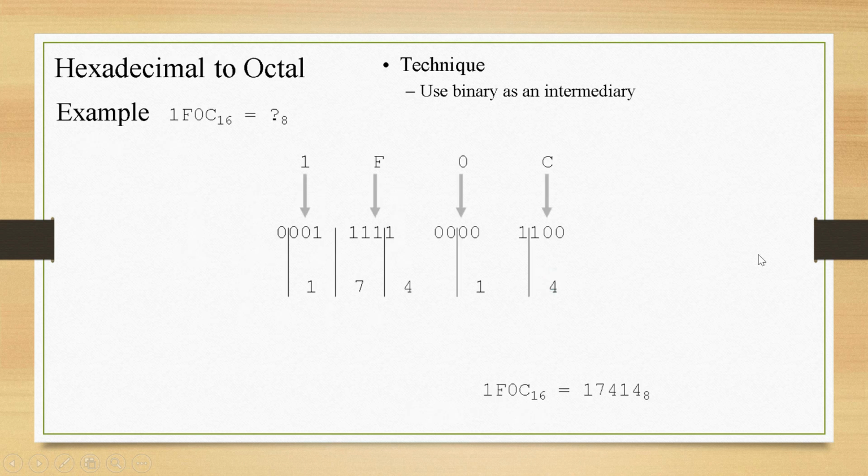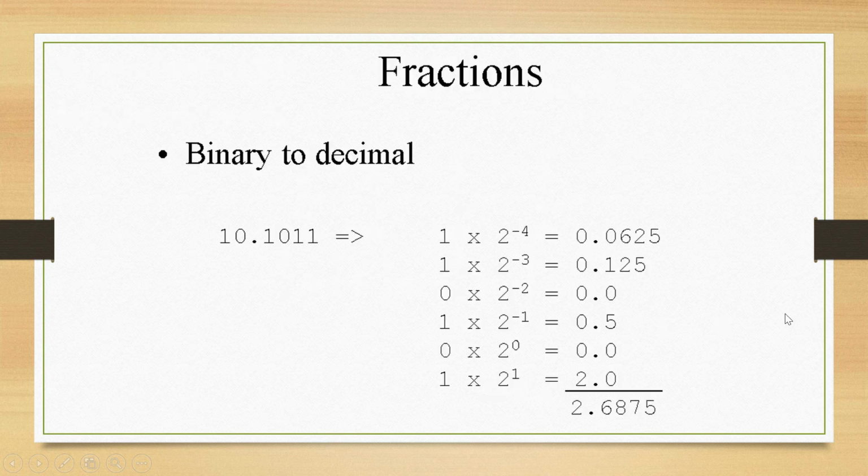For hexadecimal to octal, we still use the binary as an intermediary. So we do not group the given hexadecimal number but rather get the 4-bit binary equivalent and then group them into 3 bits from right to left.